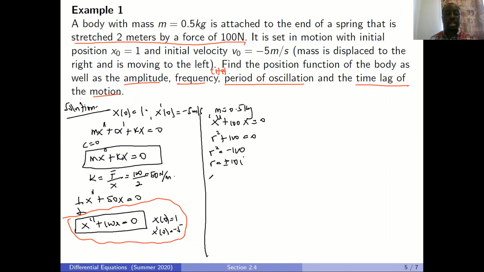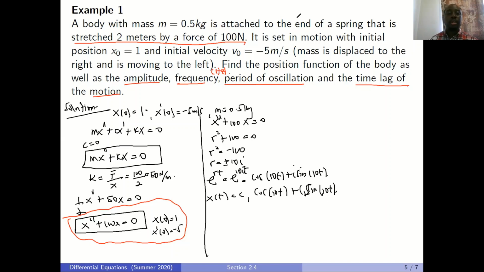Right. And so we know that my solutions are of the form e to the rt. So this is e to the 10i t, which is cosine of 10t plus i sine of 10t. And so my general solution, x of t, is c1 cosine of 10t plus c2 sine of 10t. Okay. And so clearly, this displacement is going to oscillate forever.